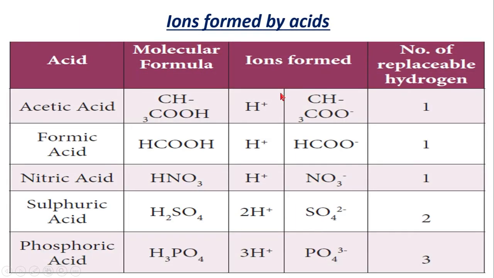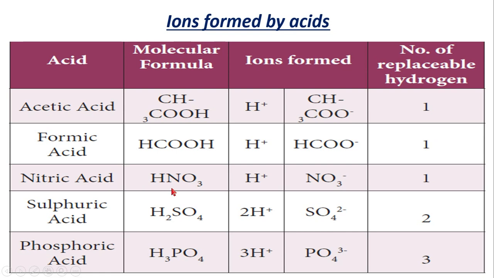Ions formed by acids. The first one, acetic acid. The molecular formula is CH3COOH. It splits into H plus and CH3COO minus. Here only one hydrogen can be replaceable. The second one, formic acid, HCOOH. H plus, HCOO minus. Only one hydrogen can be replaceable.